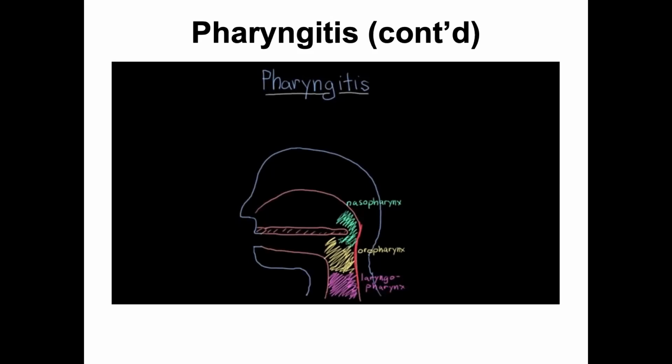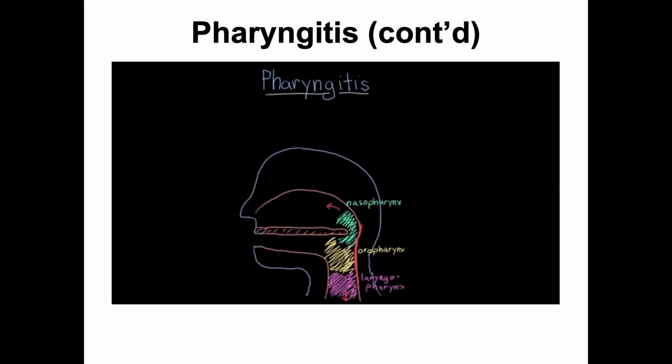Now notice I didn't put a runny nose or something like that, and that's because a runny nose is caused by inflammation of the nasal mucosa. But like I said, since these are just anatomical borders, infection can spread in either direction. And so you can have complications such as rhinitis, swelling of the nasal mucosa, or laryngitis, swelling of the larynx or the voice box.